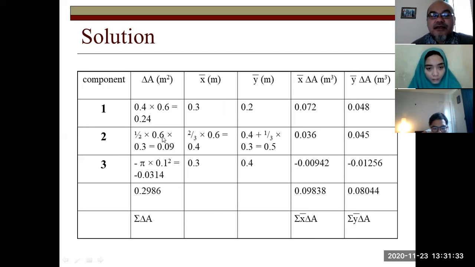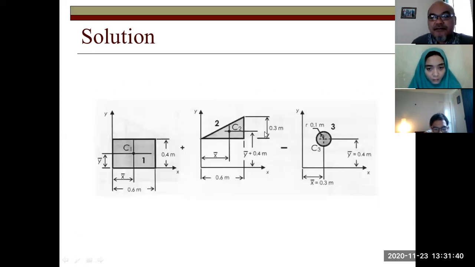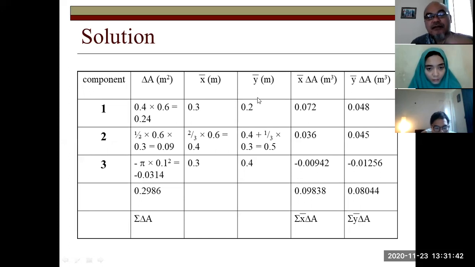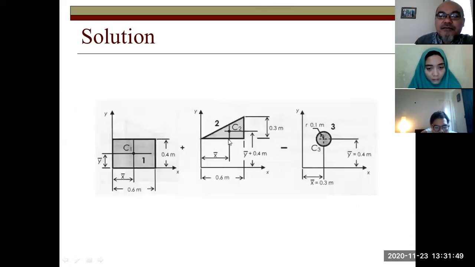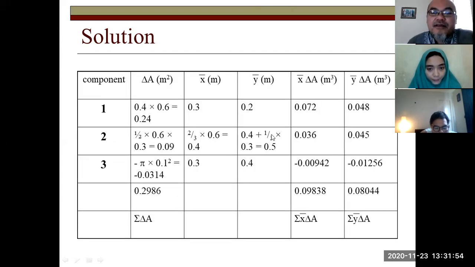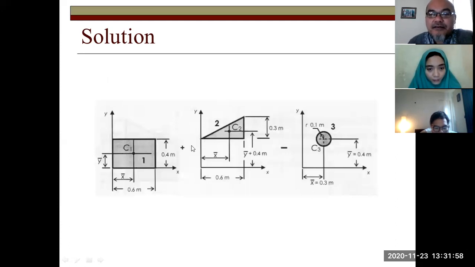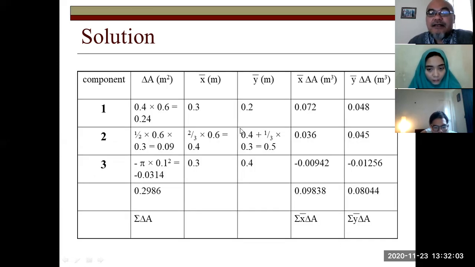Second component is the triangle. So A is half of the height times the length, half times 0.6 times 0.3. So 0.3 times 0.3, 0.09 square meter. The x coordinate is 2/3 of the base length, so 0.4 meter. The y coordinate is 0.4, the base height, plus 1/3 of the height of the triangle. So 0.4 plus 0.1, 0.5 meter.